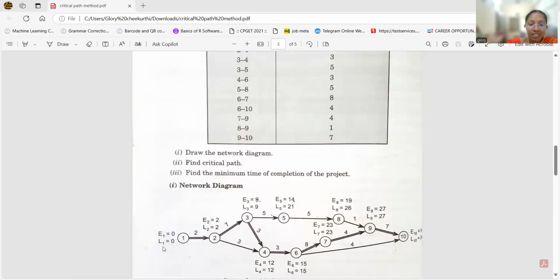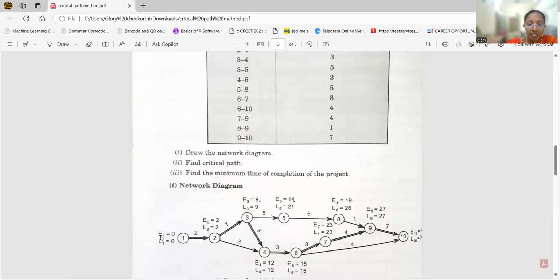That is, we know L1 equal to 0 initial. Now, we have to find the critical path method. The critical path method, second one: draw a network diagram and find earliest and latest times. This is the network diagram. Now second, find the critical path. Finding the critical path means where the Ei and Li values are equal, then the path is considered as a critical path.